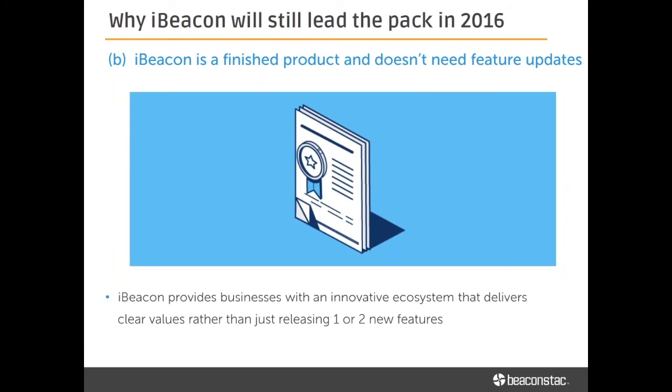iBeacon's already been adopted by so many businesses, and that's because, given it's an older technology and it was released in 2013, it's a finished project, so it doesn't need constant, or in the case of Eddystone, maybe intermittent, few and far between feature updates. iBeacon itself, because it's a well-established product, can help provide businesses with a whole innovative ecosystem that is very clear about its value, rather than just releasing one or two new features every couple of months.